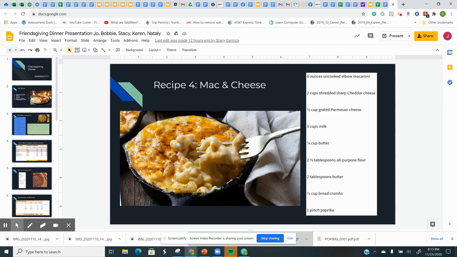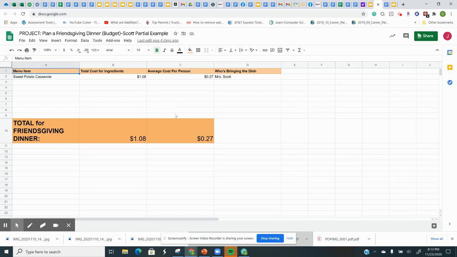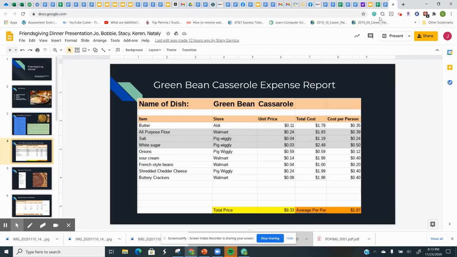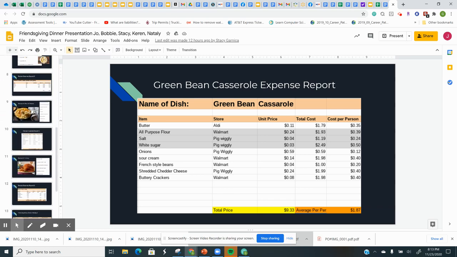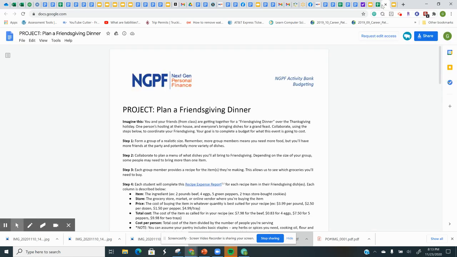So if I go back to the green bean casserole example, you're taking the total price and the average per person and putting it on this. Okay? The green bean casserole, total cost of the ingredients, average per person. Okay? And then once you're done with that, there are some reflection questions that you will need to answer. And there's 7 questions.